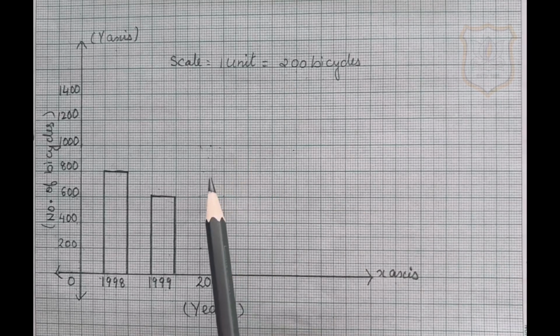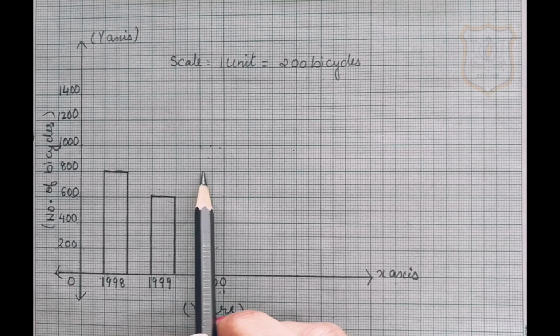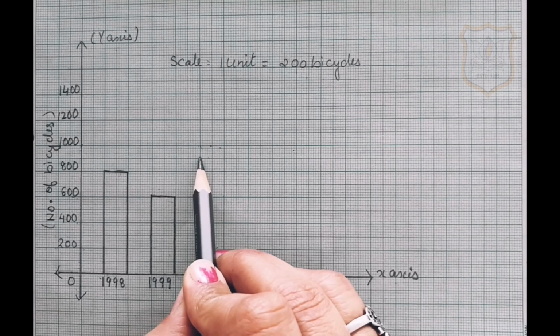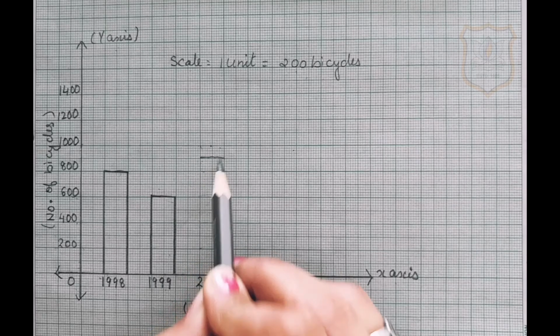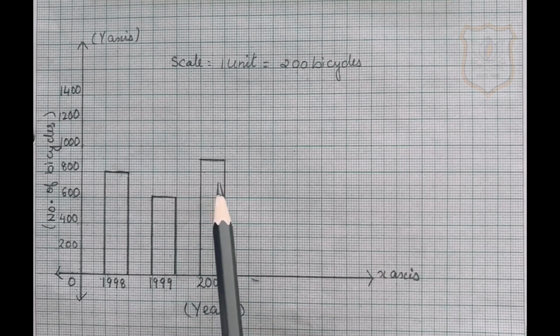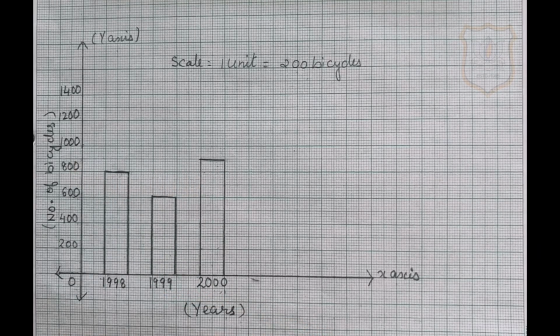So the box is divided into 20 equal parts. So this line will represent 800, the next line will represent 820, then 840, then 860, 880, and this much height will represent 900. So in this way we will draw a vertical bar which will represent that 900 bicycles were manufactured in the year 2000. This 900 will come between 800 and 1000.